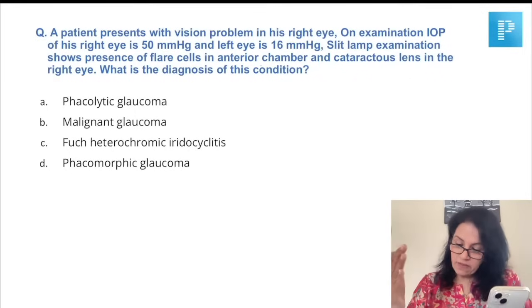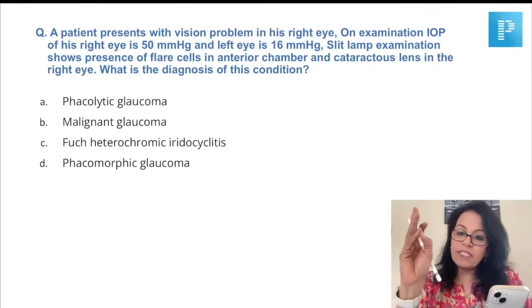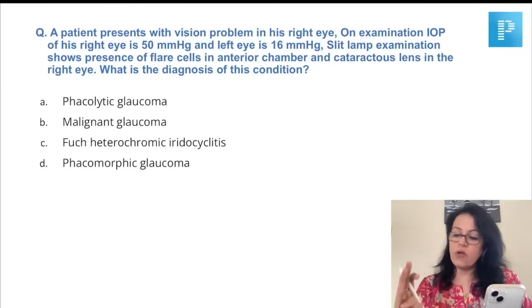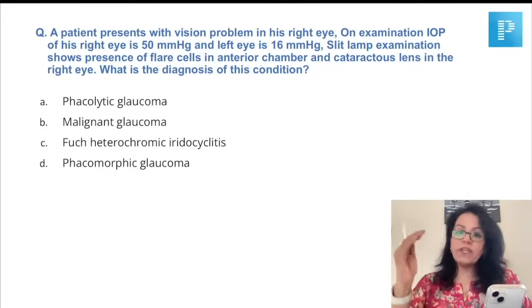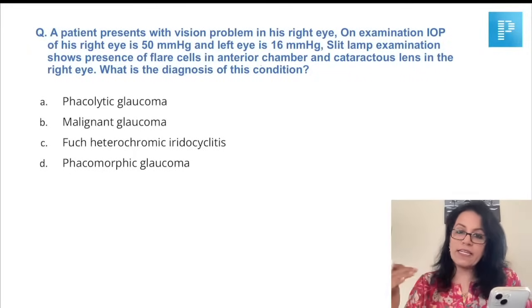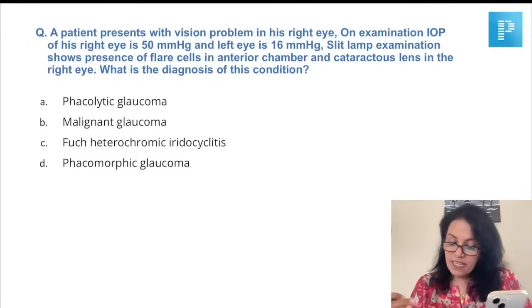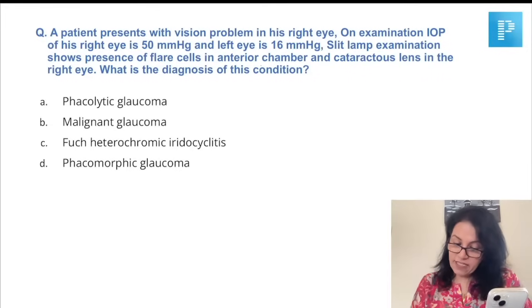Now let's think one by one. A patient with high pressures has cataract and has all the features of inflammation and also flare. Are we not going to correlate it and think this way that it will be all cataract induced? So if we look at the options, then we can see one by one. First is phacolytic glaucoma. What is the answer? Is it phacolytic, Harish?